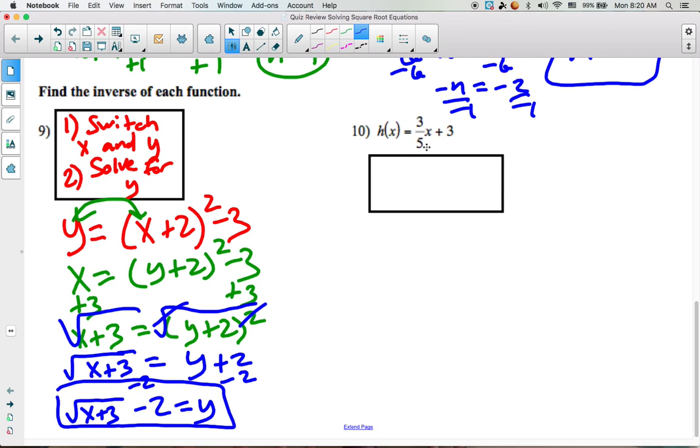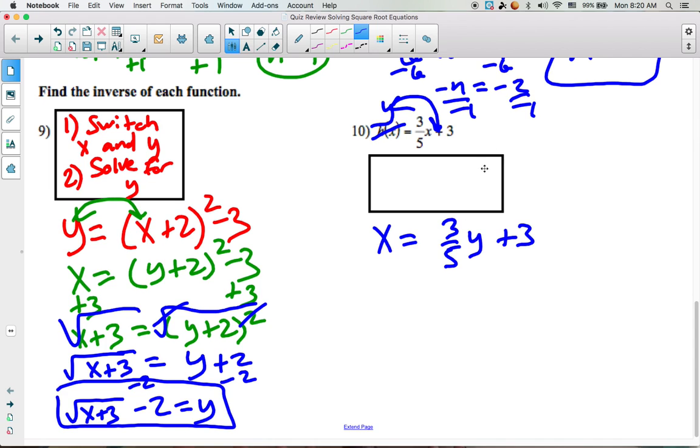Question number 10, this is a linear equation. We want to find the inverse. We need to switch x and y. Now this h of x is your functional notation. It really just means y equals. So what we'll do is we'll take the y and the x and we'll switch their position. So we'll write x is equal to 3/5 y plus 3.